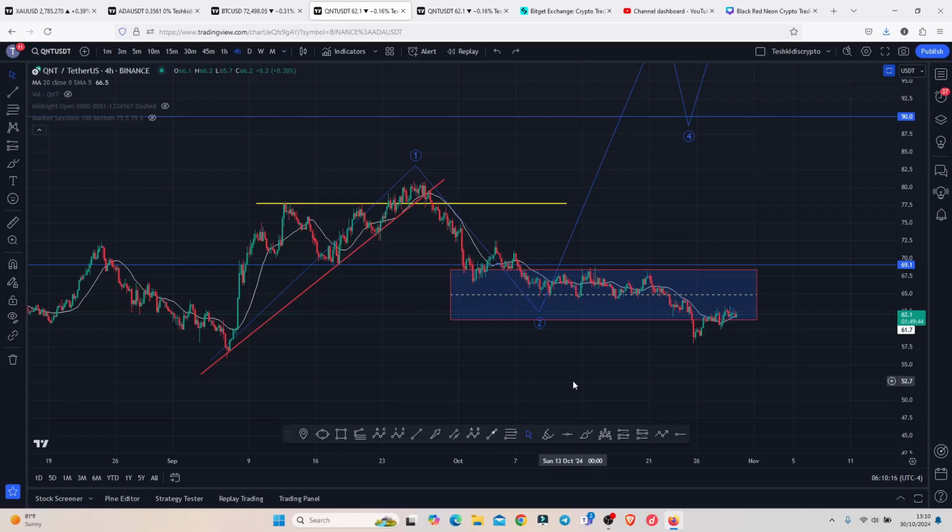QNT continues to hold within our key area of support between the $68.4 and the $61.3, and at the time of this recording we are now holding above the 20-day MA here on the 4-hour chart, which is now acting as support for us to continue pushing higher.